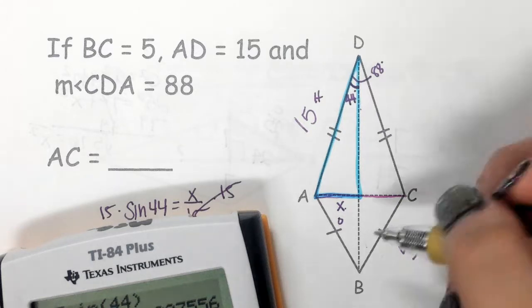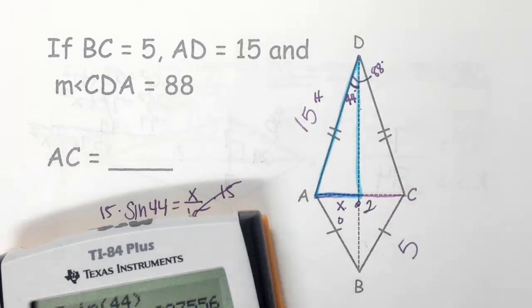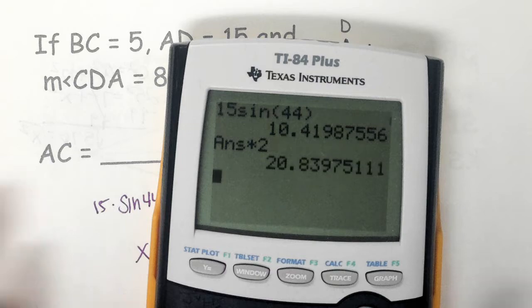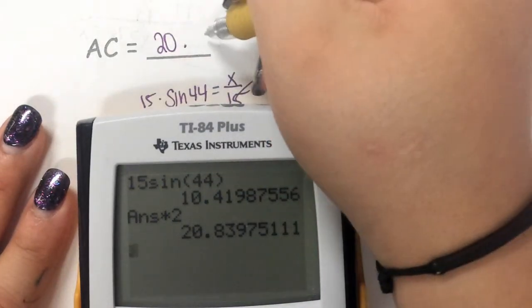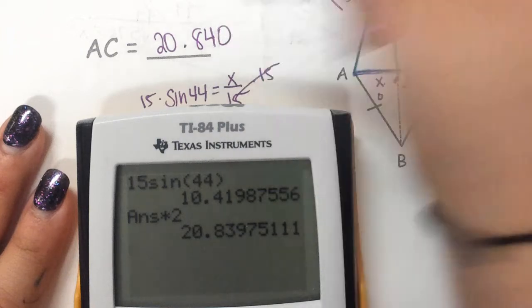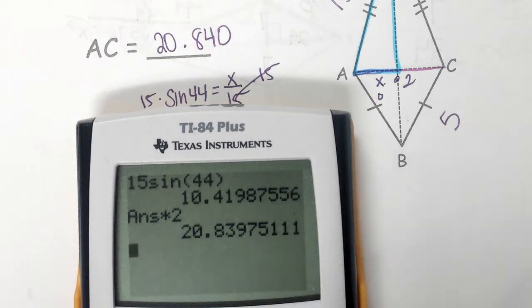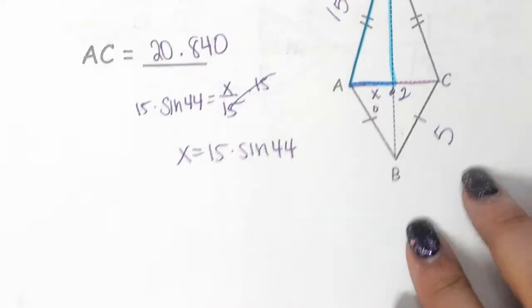Why not? Multiply by 2 because there are 2 of them. So times 2 and you get 20.840. Yeah, that's right. And that's my answer.